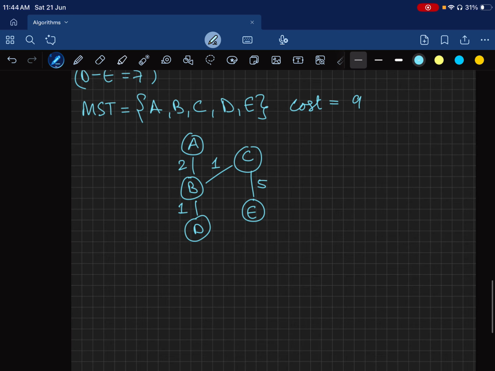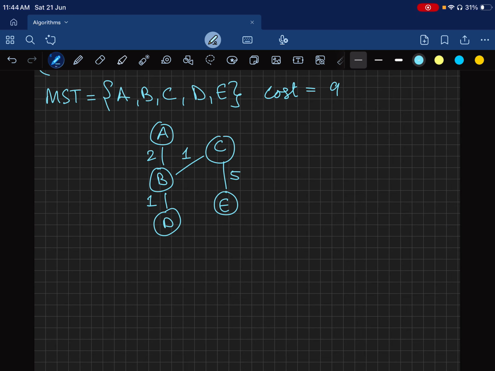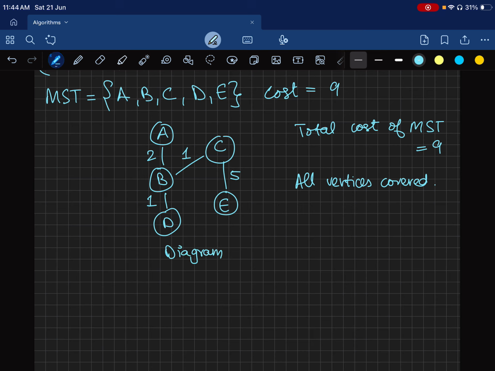In the final answer, you'll write that the total cost of the MST is 9, and it covers all the vertices. And you have to draw the graph. So this is how you perform Prim's algorithm.